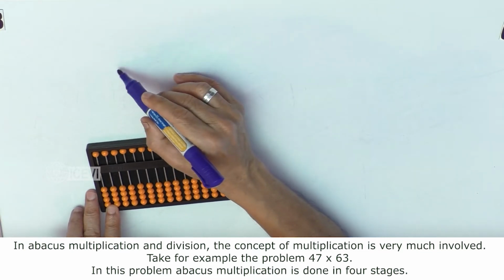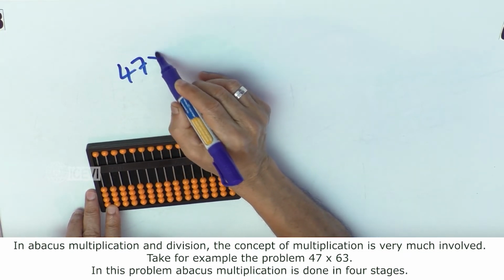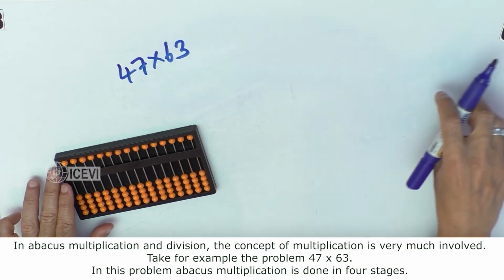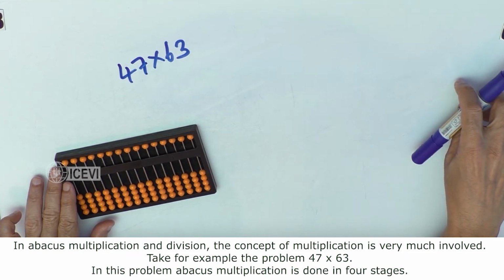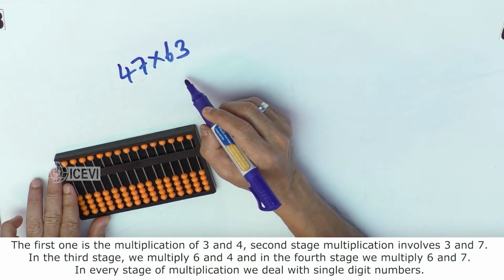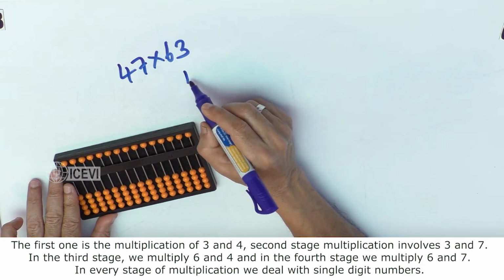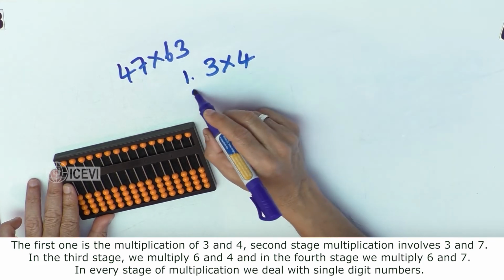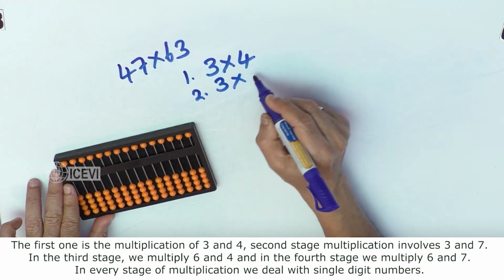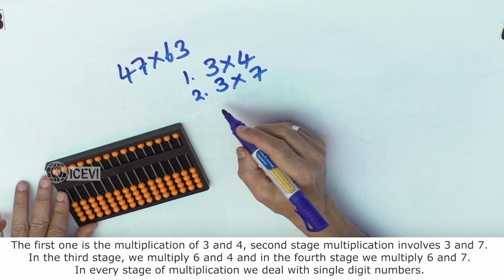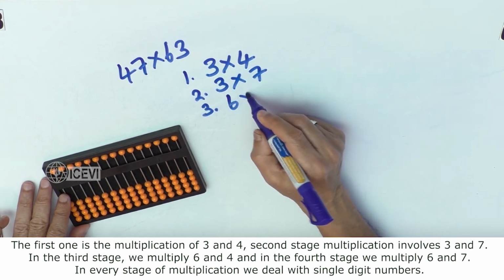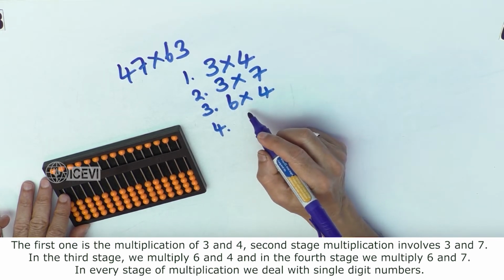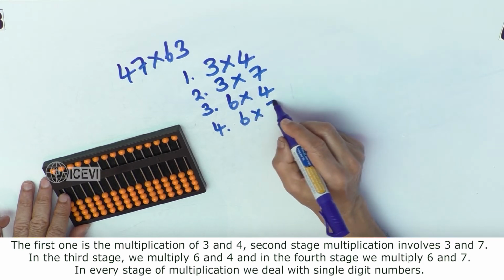Take for example 47 multiplied by 63. In this problem, the abacus multiplication is done in 4 stages. The first one is multiplication of 3 and 4. The second stage multiplication involves 3 and 7. In the third stage, we multiply 6 and 4. And in the fourth stage, we multiply 6 and 7.